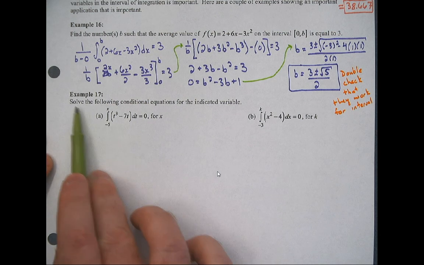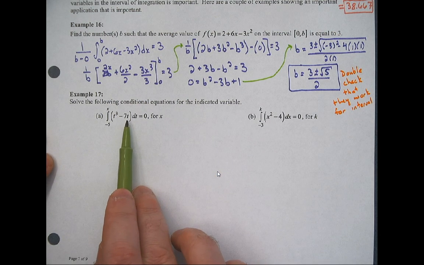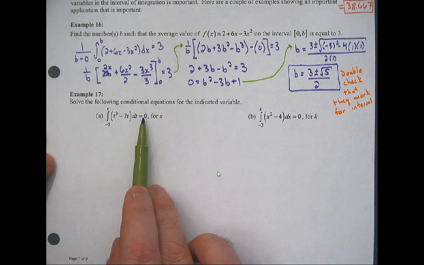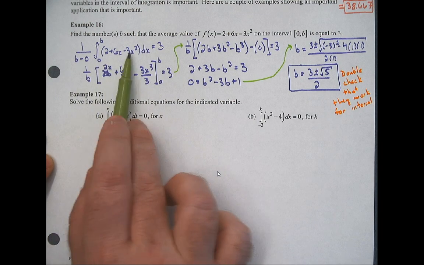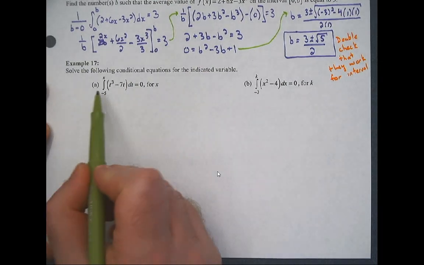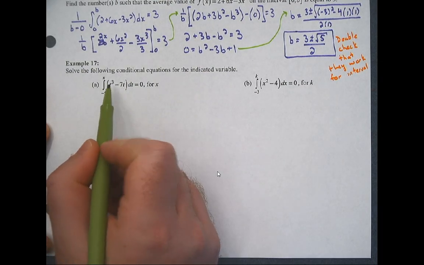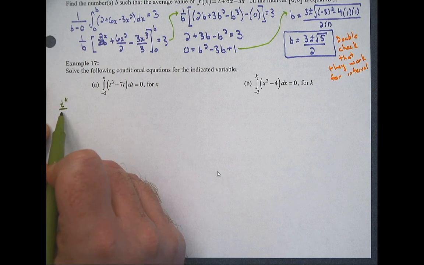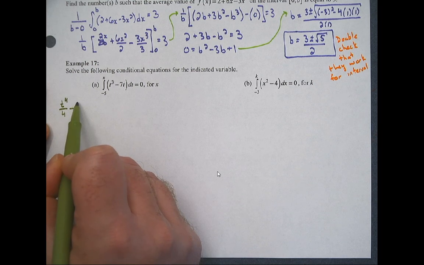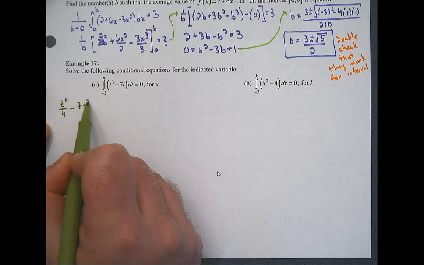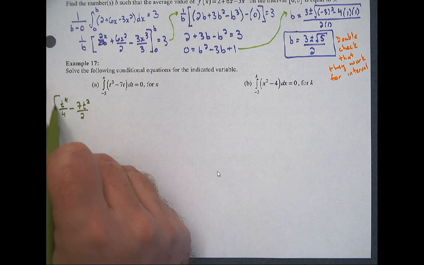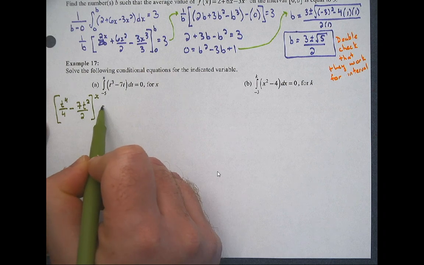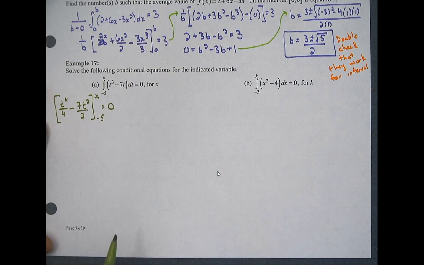So again, find the condition. So I want to solve this thing. That means I'm going to integrate this. I'm going to figure out when this thing equals 0, just like we did up here. So I'm going to integrate from -5. So let's integrate t cubed would be t to the 4th over 4 minus 7t squared over 2, from -5 to x. And I want that to equal 0.